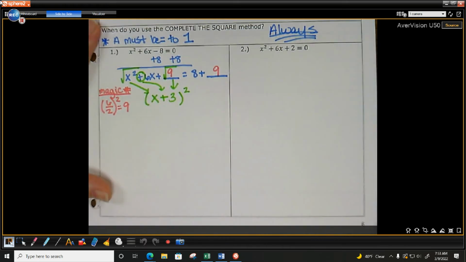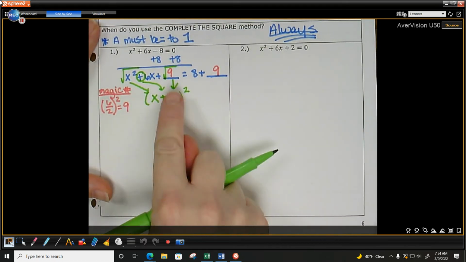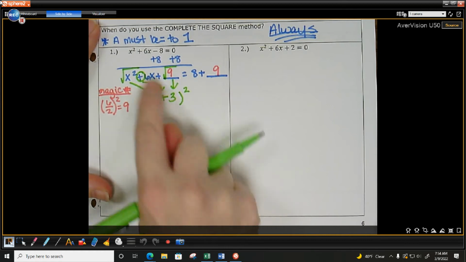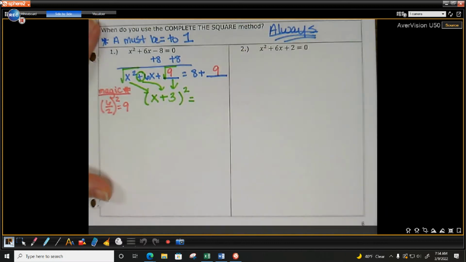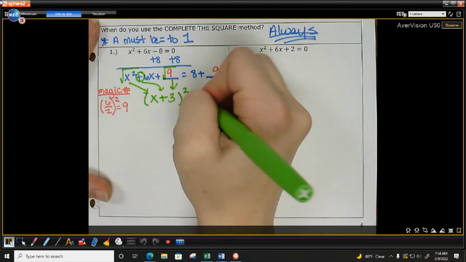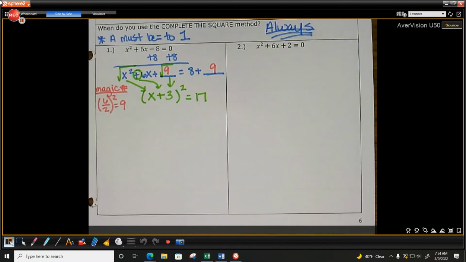Square root of the first term goes first, square root of the last term goes last. B tells you if it's a plus or minus. Equals, what's 8 plus 9? 17. So we just made it a perfect square trinomial.